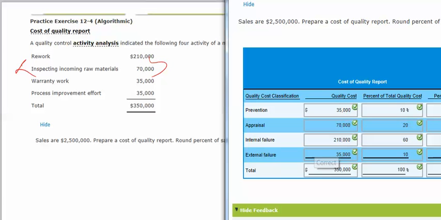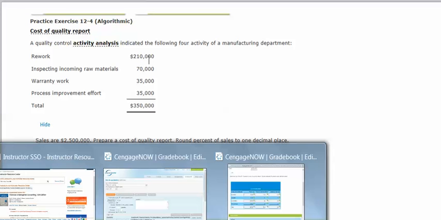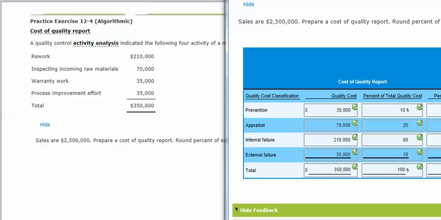And internal failure are those types of costs which we've experienced and we have to do something before we've delivered it to a customer where we've had some type of problem. And in this case we have rework of 210,000, so we would select that rework of 210,000 as an internal failure. And external failure are those types of problems where we've delivered it to the customer and we have to bring it back and fix it or something like that. So a warranty work, in this case $35,000, would qualify for that particular item.